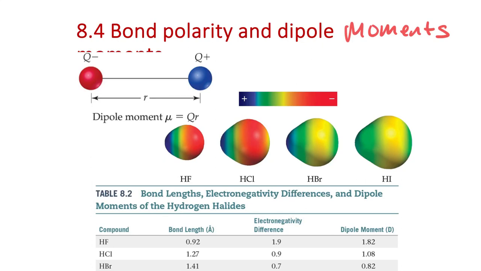Good morning, everyone. Let's pick back up here in Chapter 8. So we're going to start off by trying to talk about bond polarities, where bonds, if we recall, are polar when atoms differ in electronegativity.